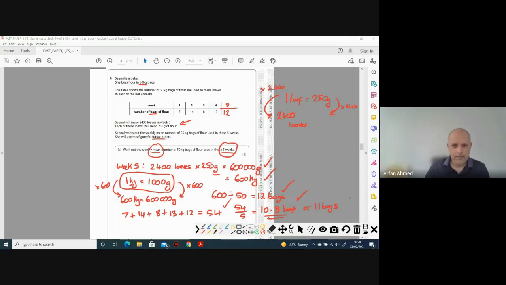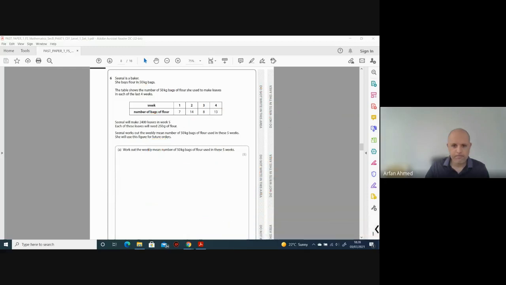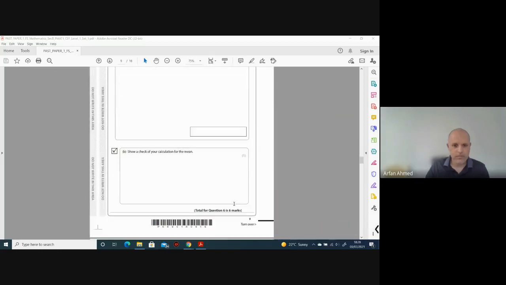So always look for clues in the question and plan ahead. Let's move on to the next one. Here we go. Part B says show a check of your answer.